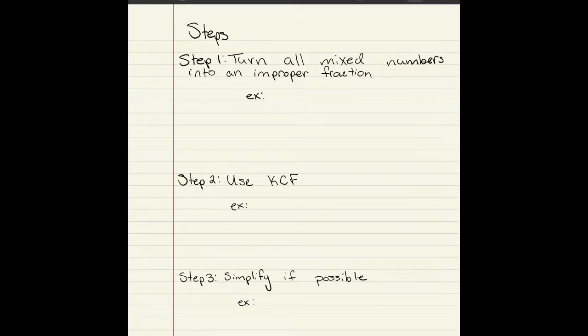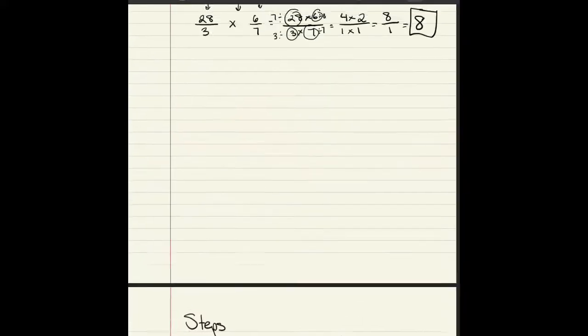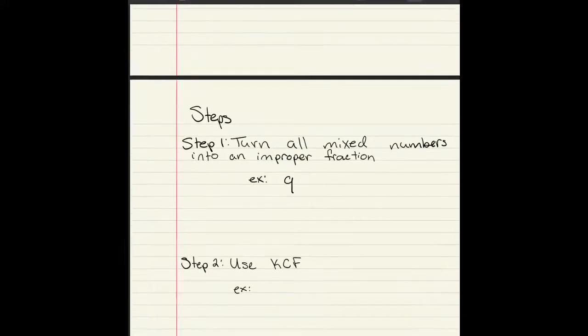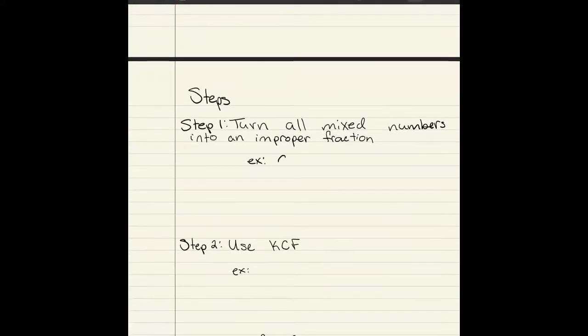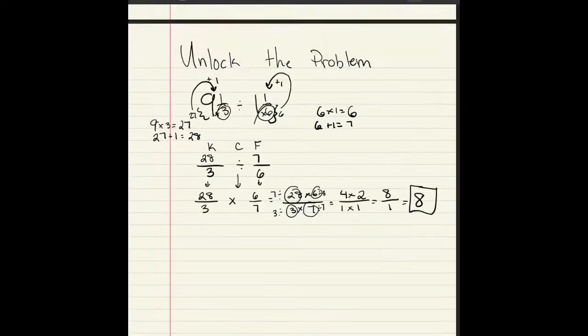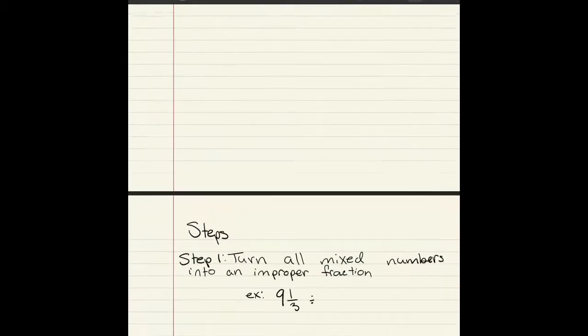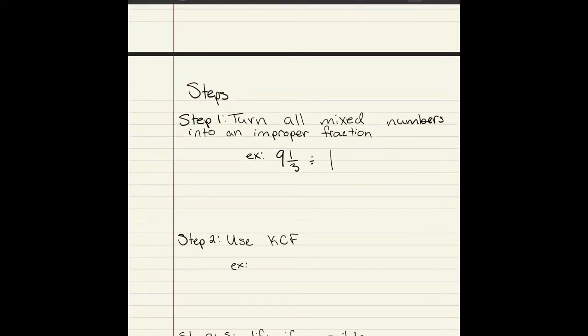All right, let's do some steps. So step 1 is to turn all mixed numbers into an improper fraction. So in our example, we had 9 and 1/3 divided by 1 and 1/6. So each one of these needs to be turned into an improper fraction.